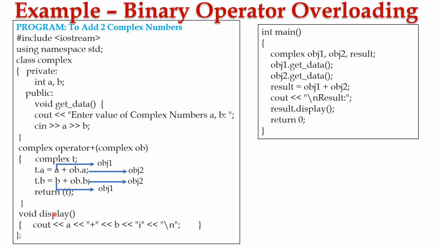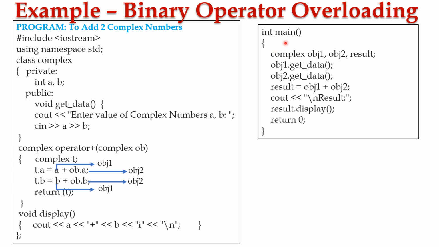The next is the display method, with void as return type and no arguments. It displays the values of the variables a and b to the user using the cout statement. So the class ends here with a closing curly brace and semicolon. The next comes the main method.